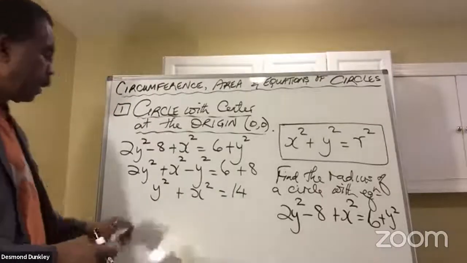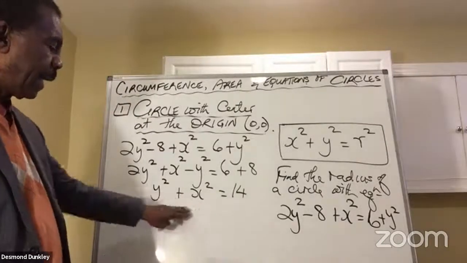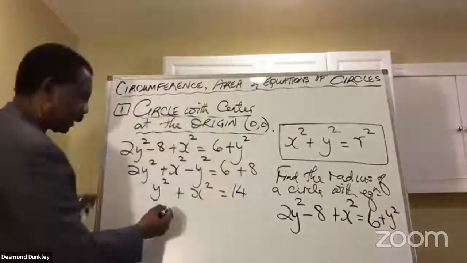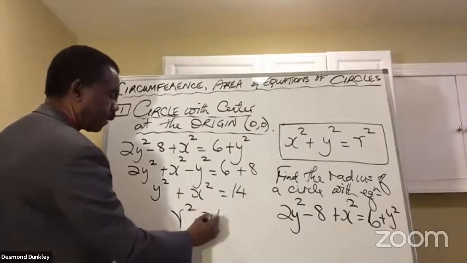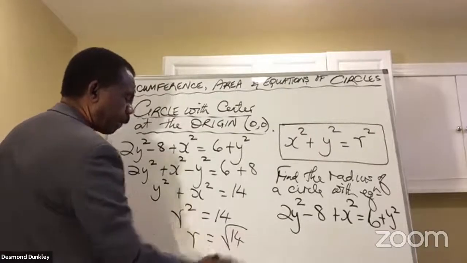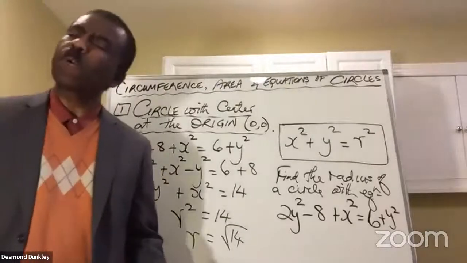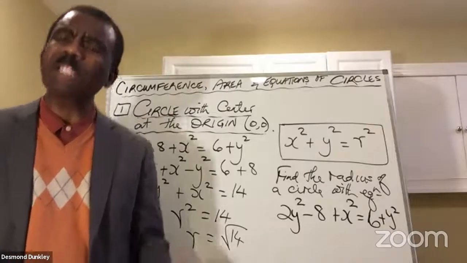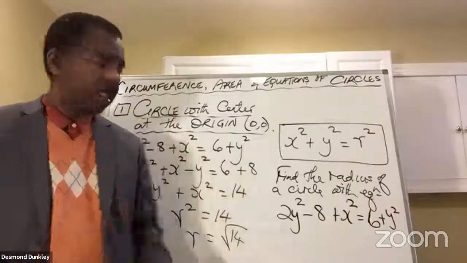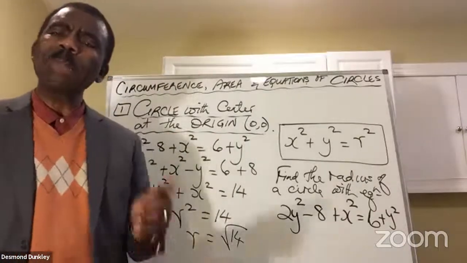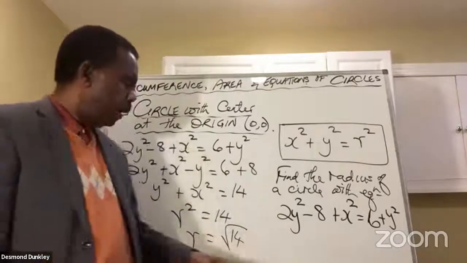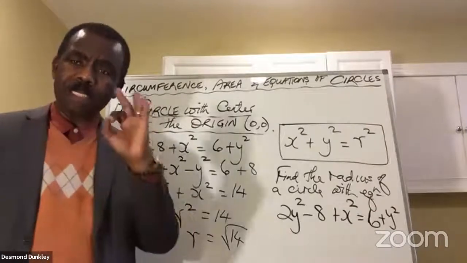Okay. So the x squared and the y squared are fine. 14 represents r squared. So I can write r squared equal to 14. So therefore, r is equal to the square root of 14. And guess what? The square root of 14 is an irrational number, meaning that you will not get an integer or a whole number. So you could just leave it as the square root of 14 because whatever you write will not be an exact answer. It will be an approximation. But if you leave it as the square root of 14, then it's perfect.